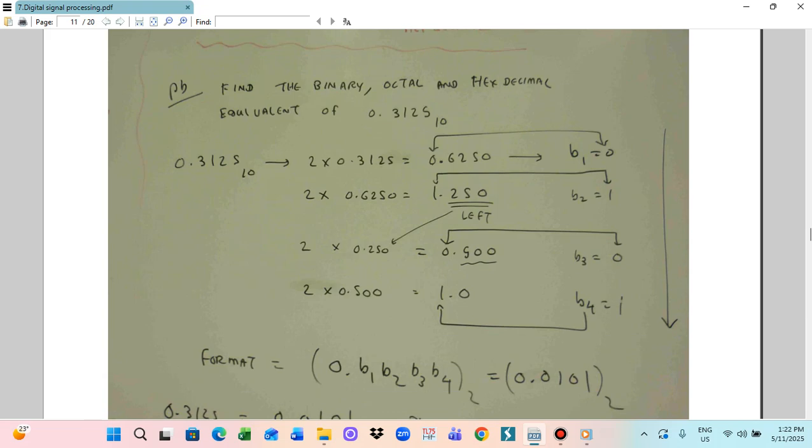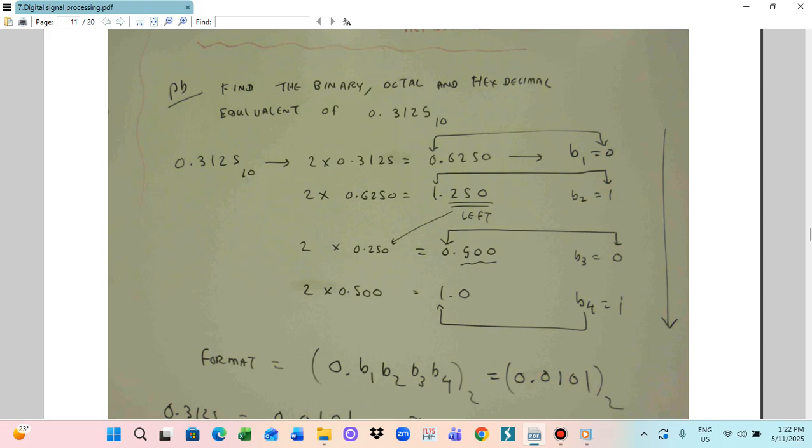Before the decimal there is 0. So bit 3 is equal to 0. After bit 3, you get 0.500. So this 0.500 you take out here. 2 multiply 0.500, therefore you get 1.0. 1.0 means in this case this is bit 4. Bit 4 is 1. So after that you end at the 1, you don't need to do any more.